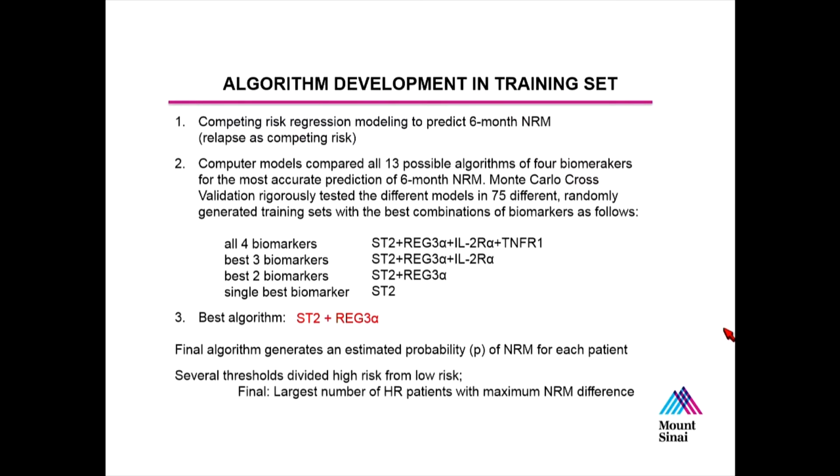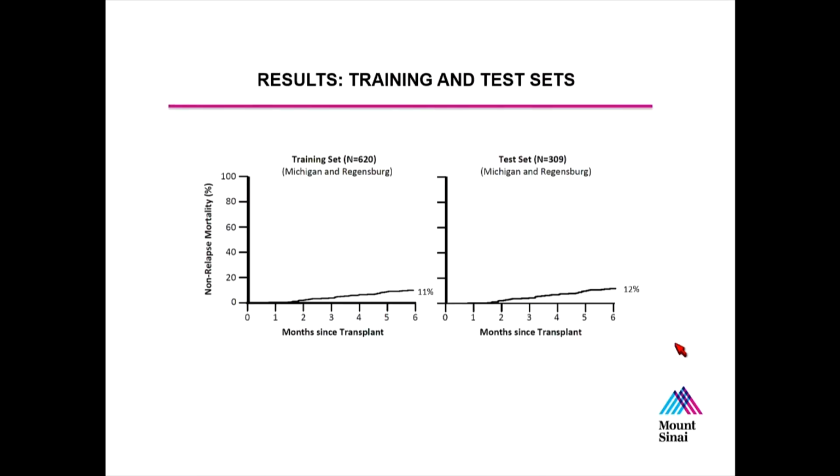and then we needed to define thresholds that would divide the high-risk from the low-risk group. There were several such thresholds, and we chose the final one that gave us the largest number of high-risk patients with the maximum difference in non-relapse mortality between the high-risk and the low-risk groups. So remember, this is a single day 7 after transplant blood test. No patients have graft-versus-host disease yet.